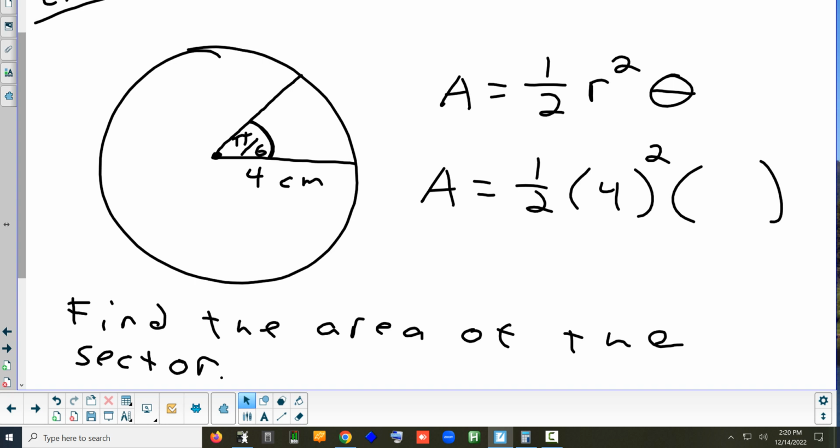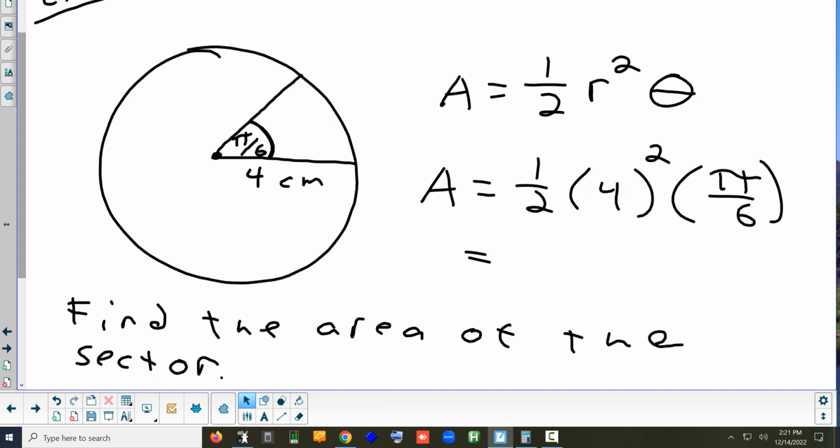And what's my angle? Pi over 6. What's the unit on that pi over 6? Radians. It doesn't have a circle on it. If it had a circle, that would be degrees. But it's radians. Okay, let's work that out and see what we get.